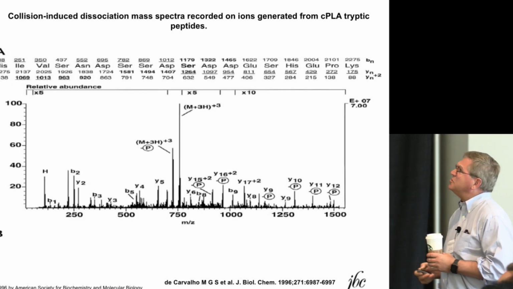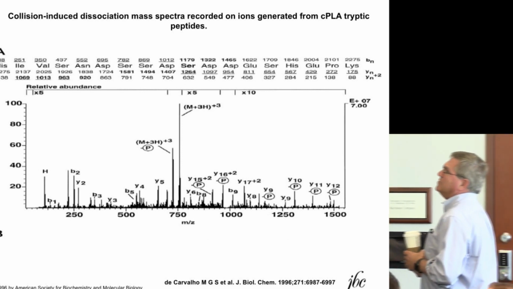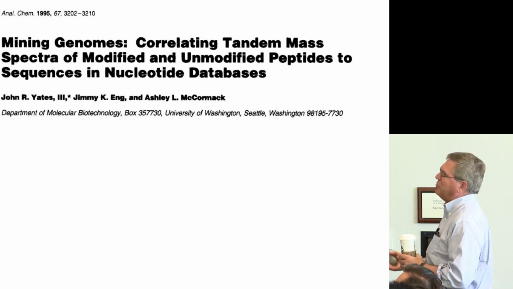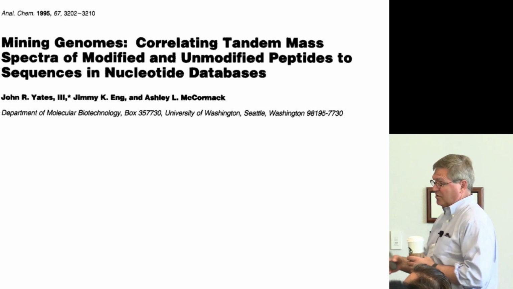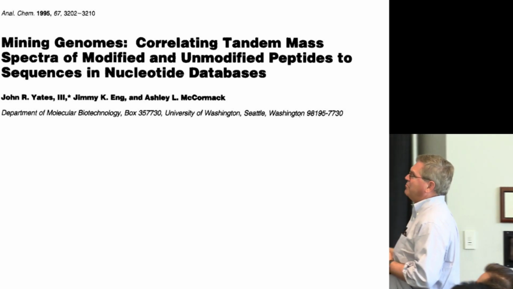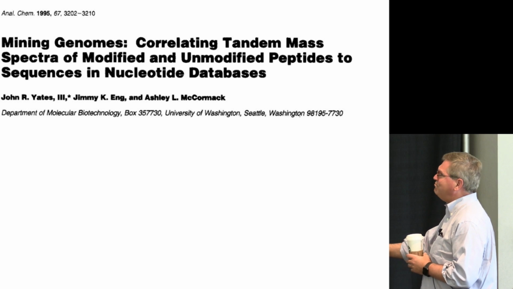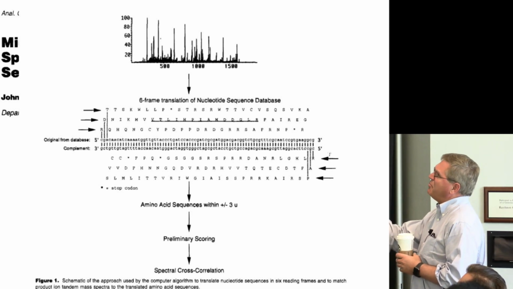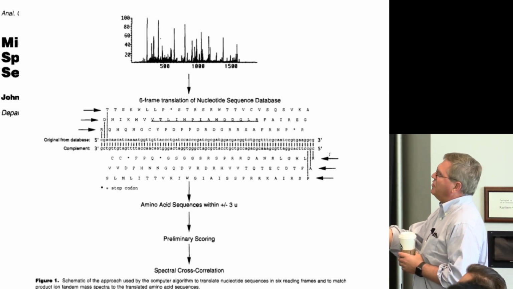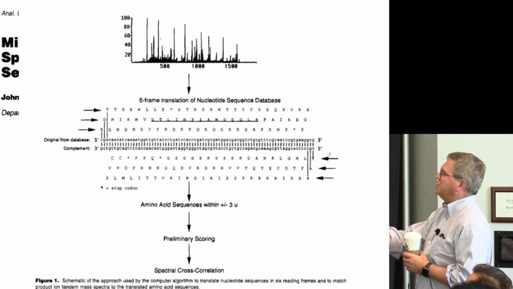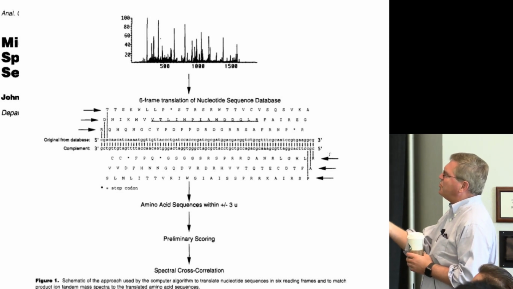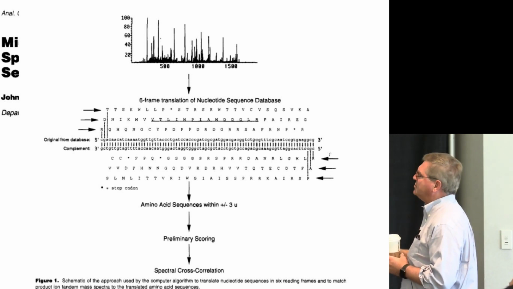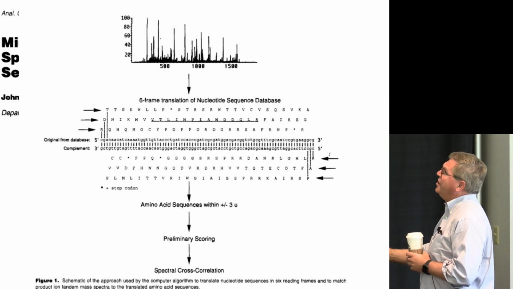Okay, so the next thing we did, this is also again published in 95, is mining genomes. What we wanted to do was to also use nucleotide databases, so the cDNA databases, which were starting to emerge, to be able to search them directly. And so we would do a 6-frame translation and try to match up tandem mass spectra to the sequences. I was a little bit surprised that, because the number of sequences you were considering went up pretty dramatically, we were still able to get pretty good matches using this sort of strategy.